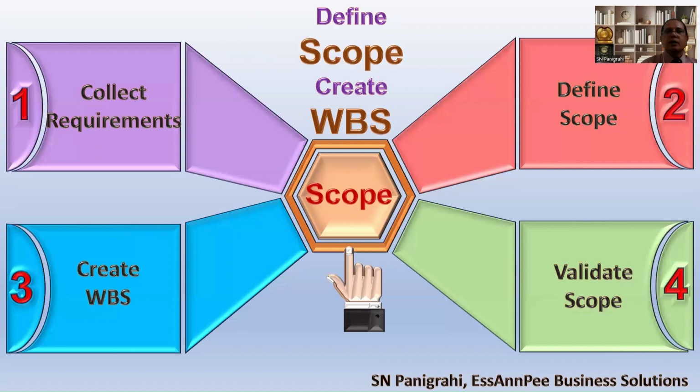Okay. And with this, we come to the end of the session. We covered defining the scope with an example of the eco-friendly construction of a house, how to define the scope, and how to create the WBS. With these, we also discussed the four elements: collecting the requirements, defining the scope, creating the WBS, and validating the scope.